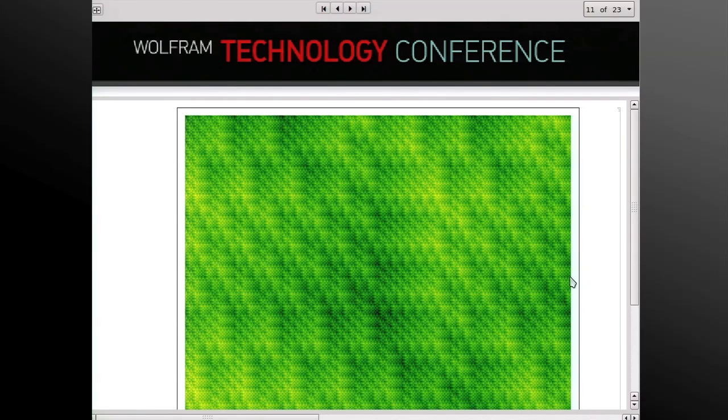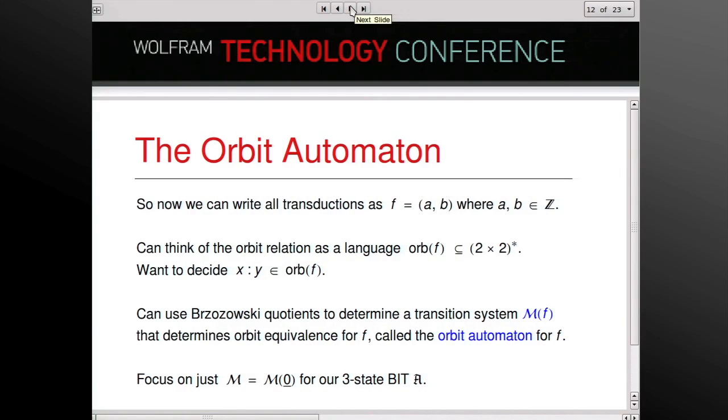Okay, but let me push ahead here a little bit. What we have so far is a very nice way of describing these transductions, right? They're really just essentially pairs of integers, in a sense. I can describe them that way. And so now the hope is, given that nice description, you could actually attack this question of how hard it is to check whether a bit string appears in the orbit of another.